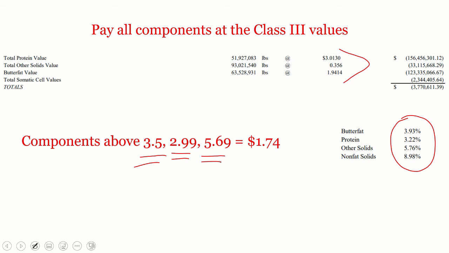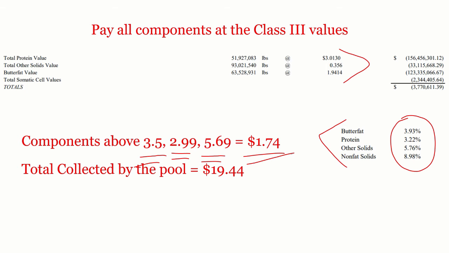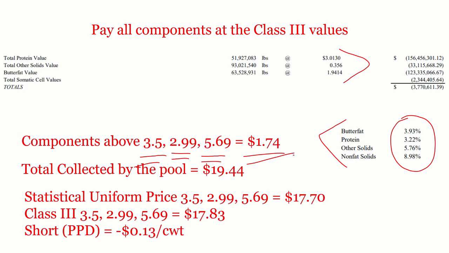So these are the standard numbers in class 3. And the question is, if you have this amount of components, how much more value do you have? And that's pretty simple to calculate. So it's $1.74. We collected $19.44. So that means that the statistical uniform price is the amount collected minus the components that are paid out, which gives us $17.70 left.